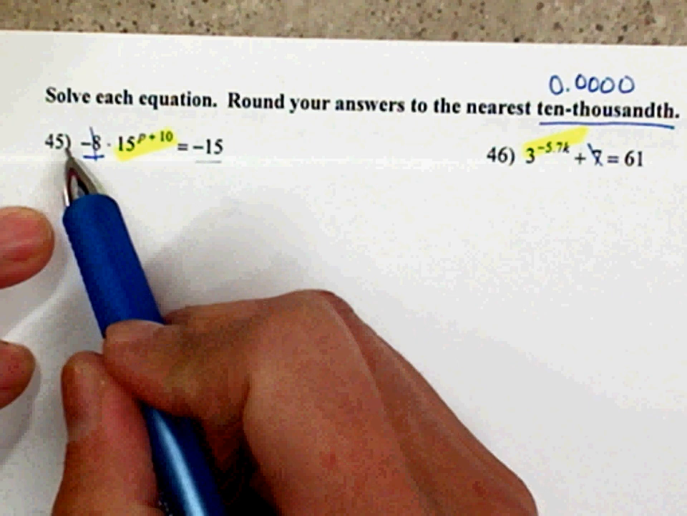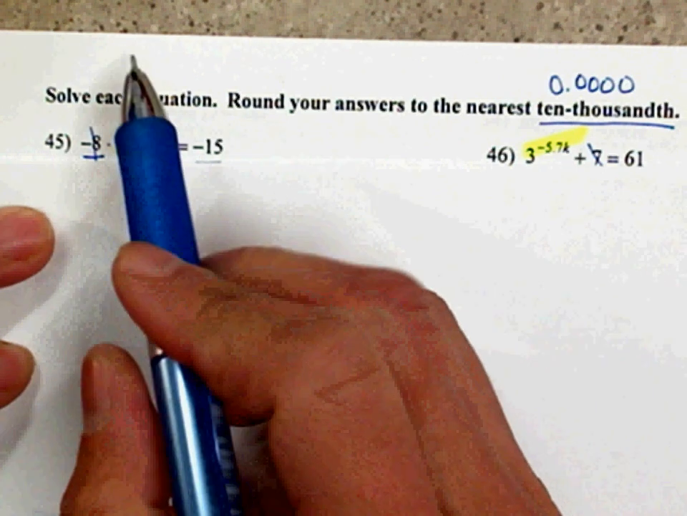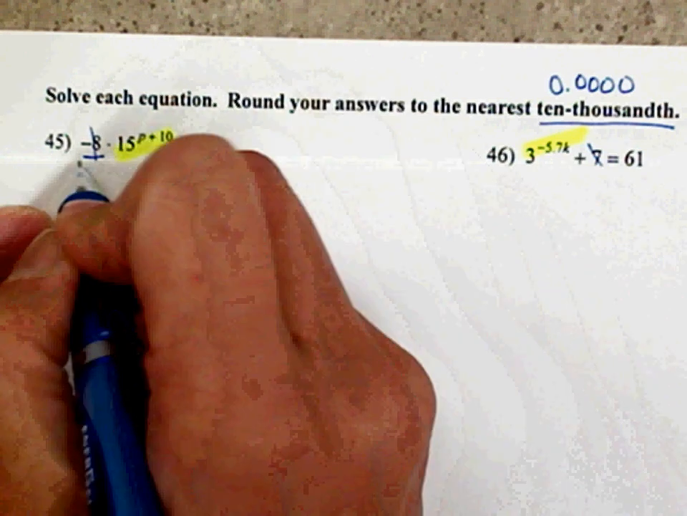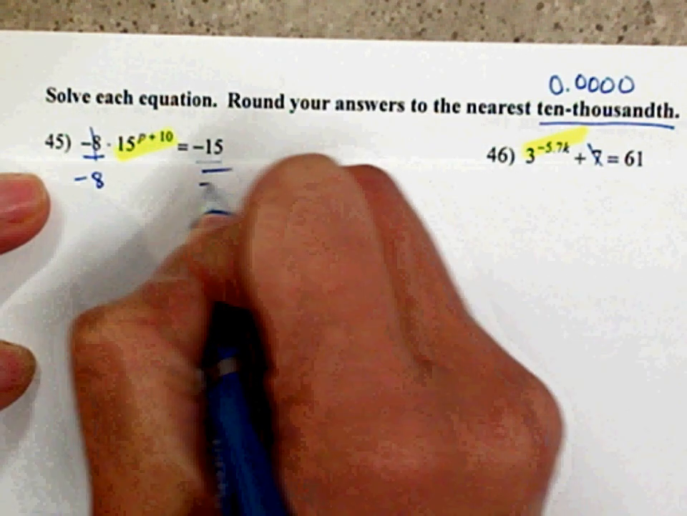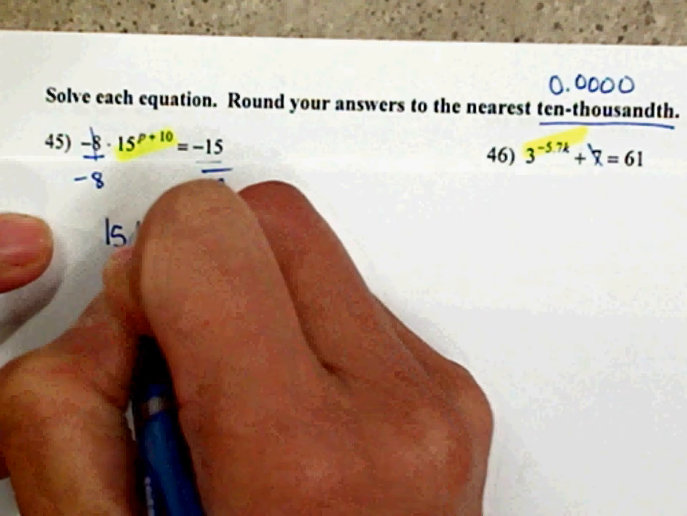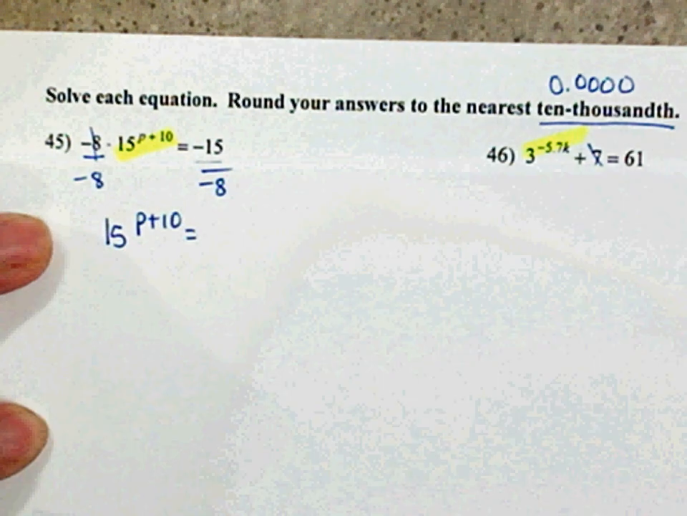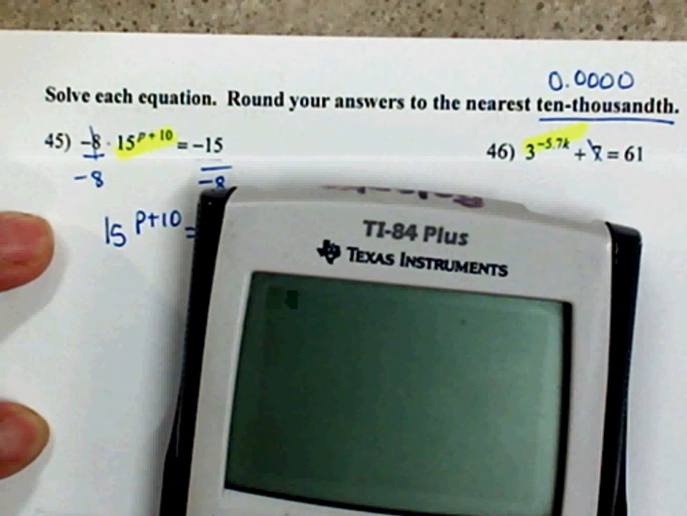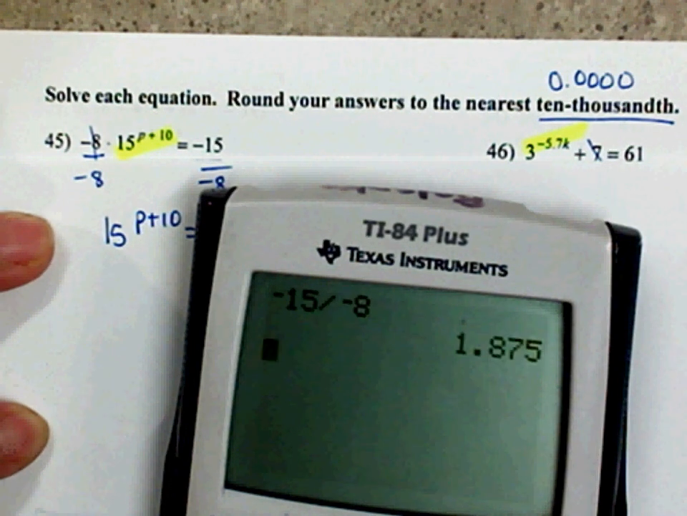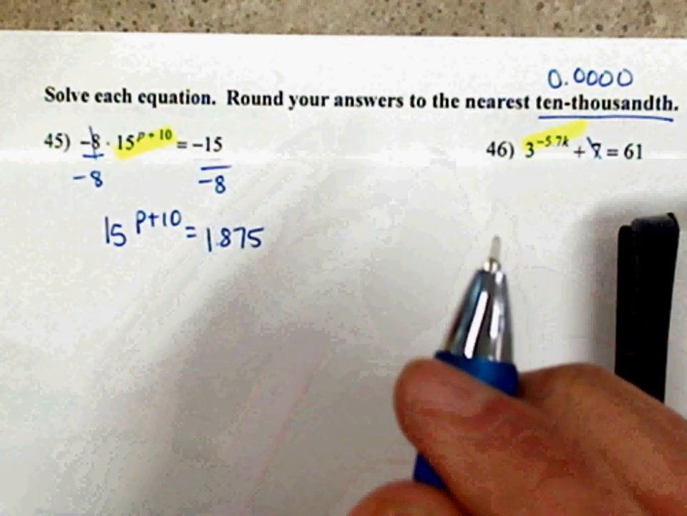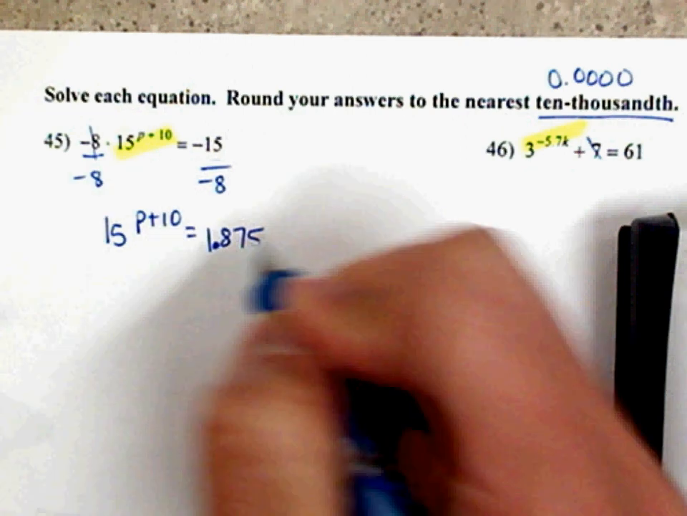In number 45, what you want to do first is isolate the base with the exponent. So the first thing we do is divide each side by -8. Therefore, you have 15^(p+10) equals, okay? And you can just type that in. You have -15 divided by -8, which comes out as 1.875. Leave it in decimal form because it'll be a lot easier for you.